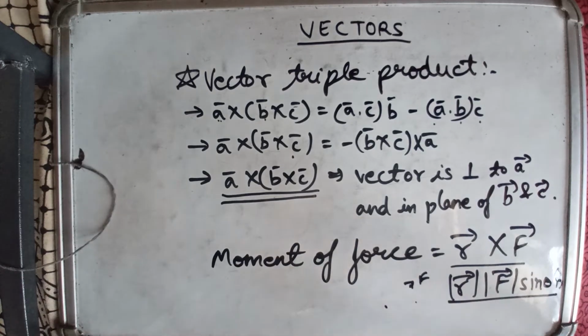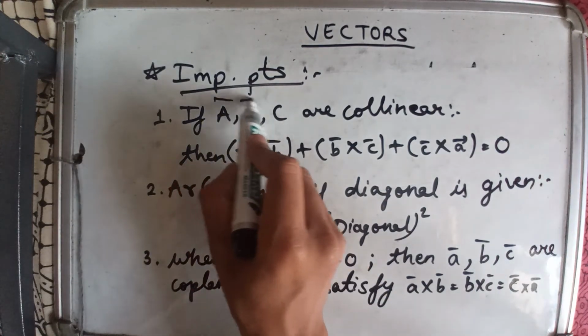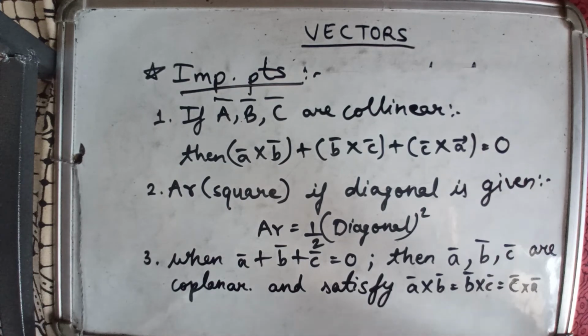Okay, let's move further. Now at last, some important points from the vectors chapter is that if A, B, C, vector A and vector B, vector C all are collinear, then A cross B plus B cross C plus C cross A is equal to 0, and area of the square, if diagonal is given, then it is equal to 1 by 2 the square of the diagonal. And when the vector A plus vector B plus vector C is equal to 0, then A, B, C vectors are coplanar and satisfy A cross B is equal to B cross C is equal to C cross A.